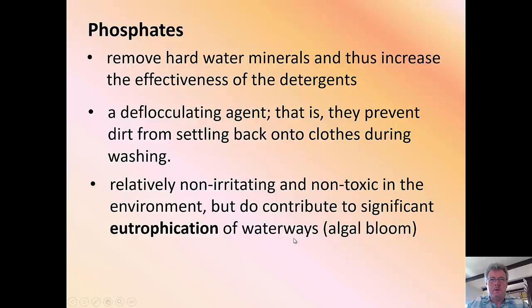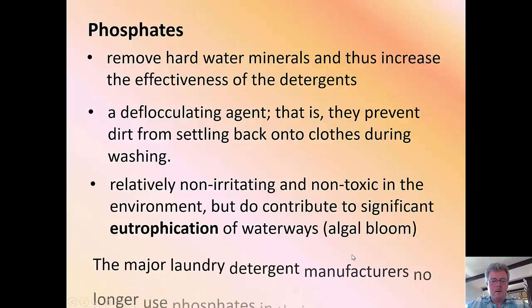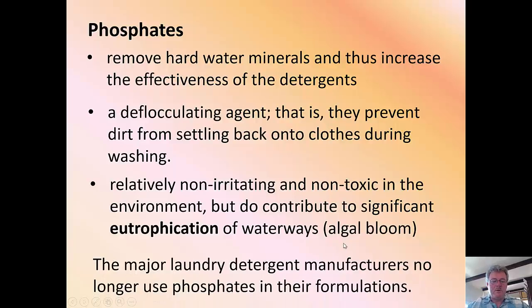So make sure you look back at eutrophication and look at that. It can cause rapid growth of algae blooms that decrease light down into the lower levels of the water, and can cause that eutrophication, that increased biological demand of oxygen. Major laundry detergent manufacturers no longer use these phosphates in their formulations because of their effect on the water supply.